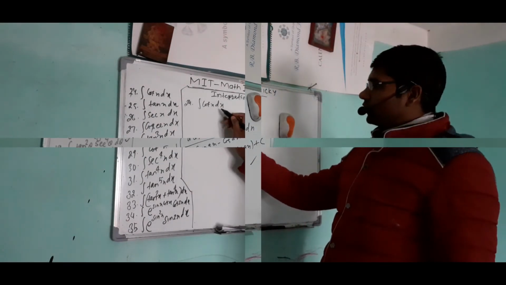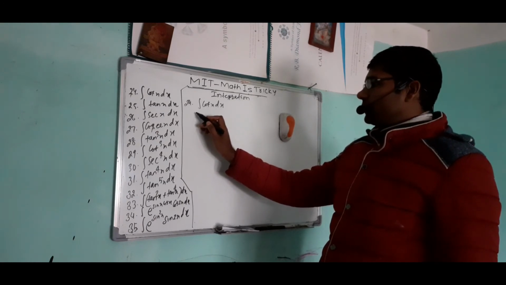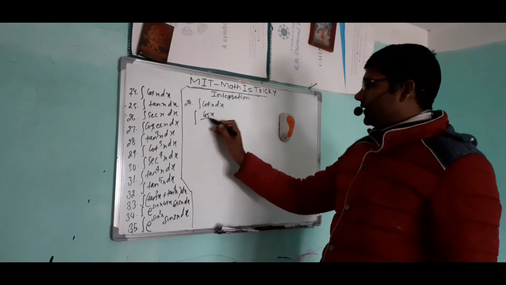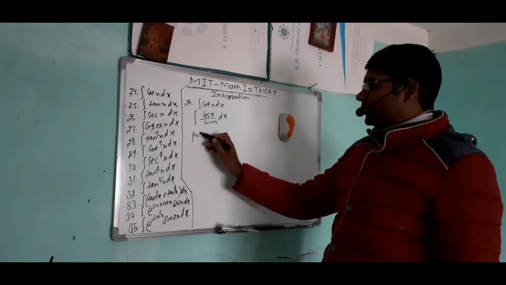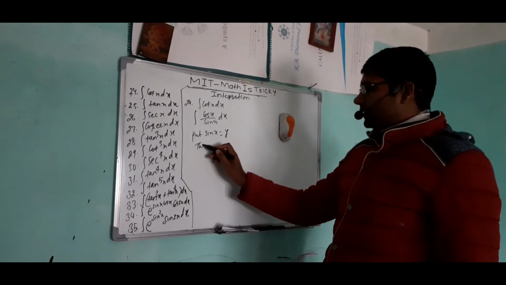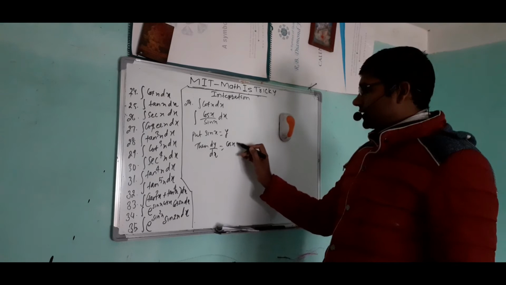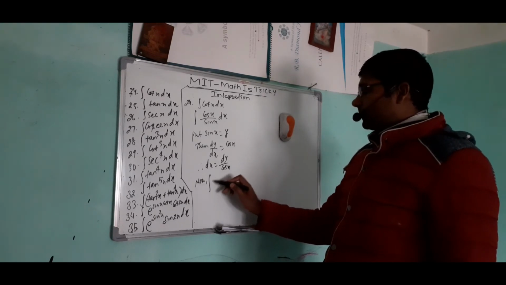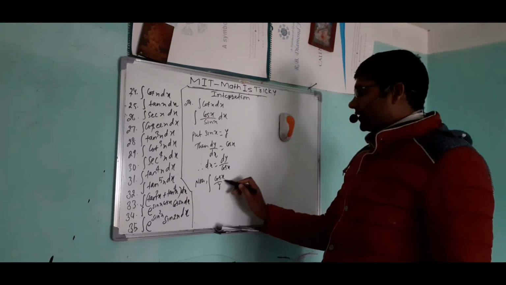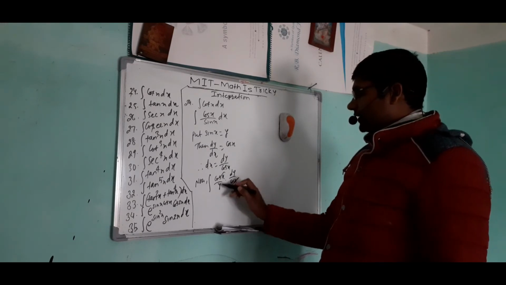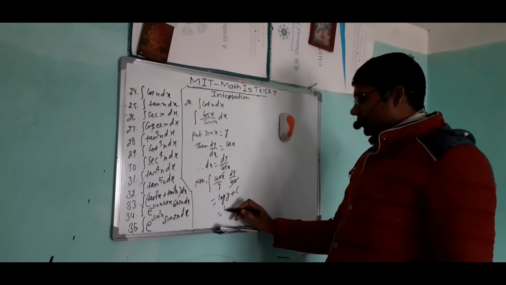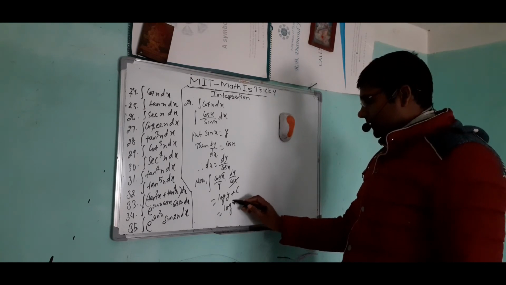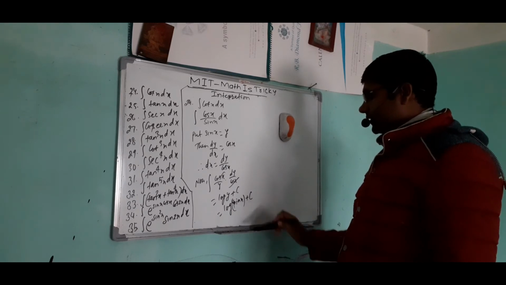Okay, let's see question number 24: integration of cot x dx. In this case, what should you do? These are typical problems, numbers 24, 25, 26, 27. Write cot x as cos x by sin x dx. Put sin x equals y, then dy by dx is cos x, therefore dx is dy by cos x. Now the question becomes cos x by y times dy by cos x, which is log y plus c, so the answer is log sin x plus c. This is your formula.